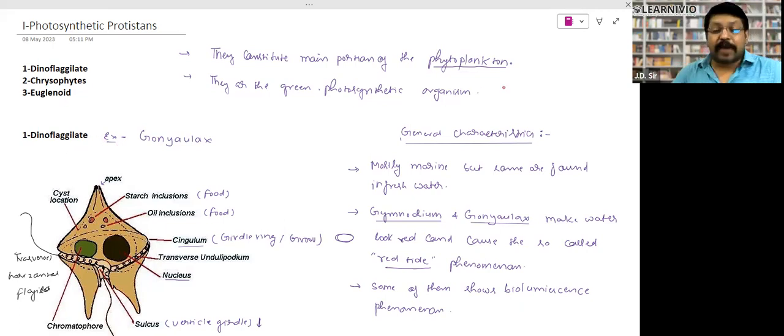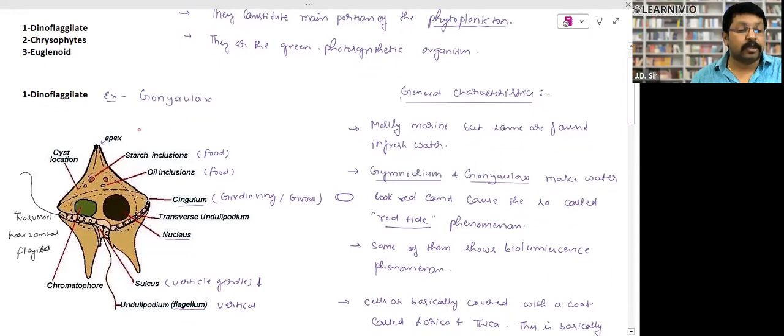Dinoflagellate, the example of dinoflagellate here, the name of this example is Goniolex. The organism which is visible on your screen is Goniolex, right? Goniolex is a type of dinoflagellate. What is the peculiarity? They have two flagella. This is one flagella.